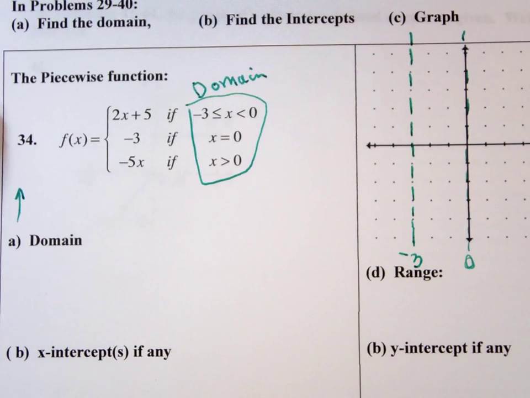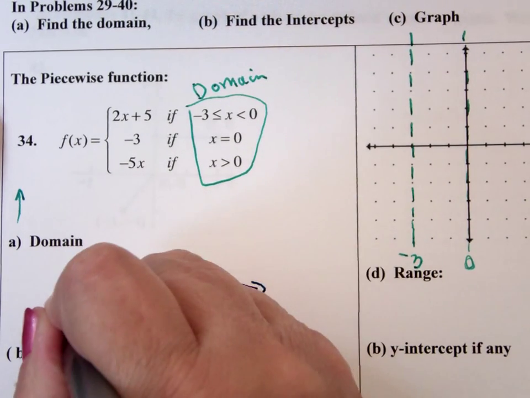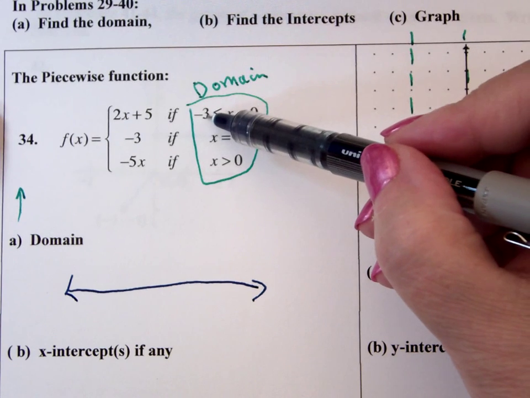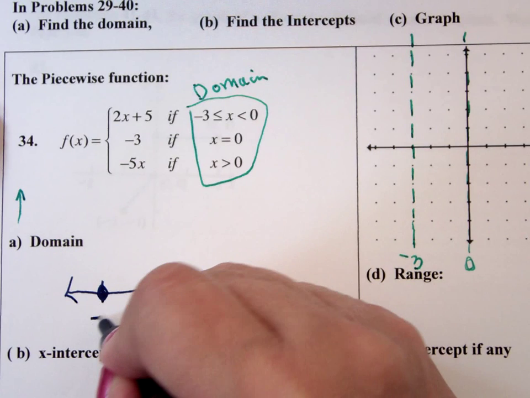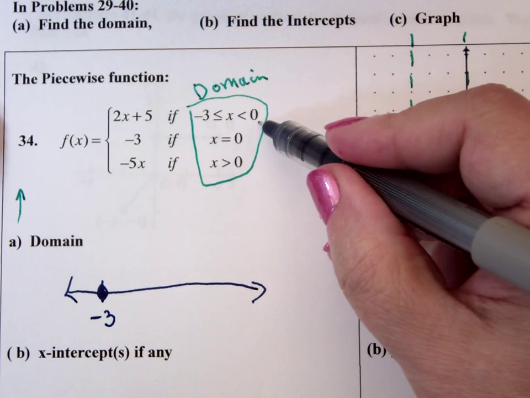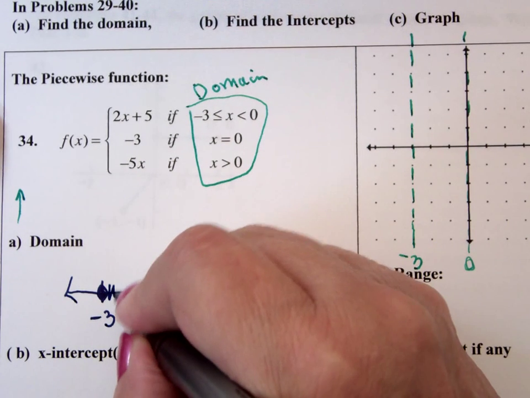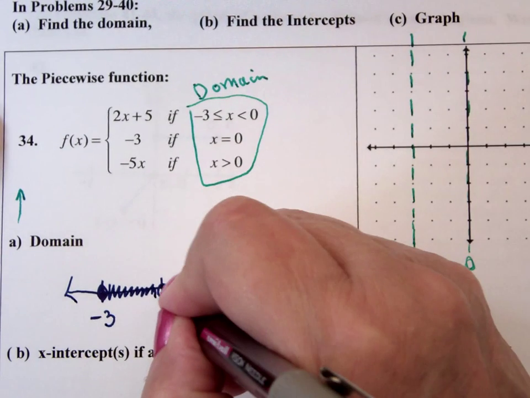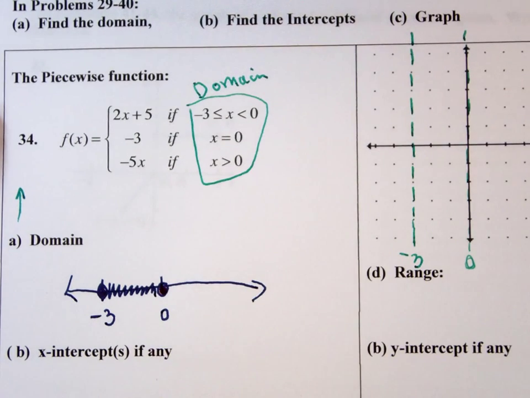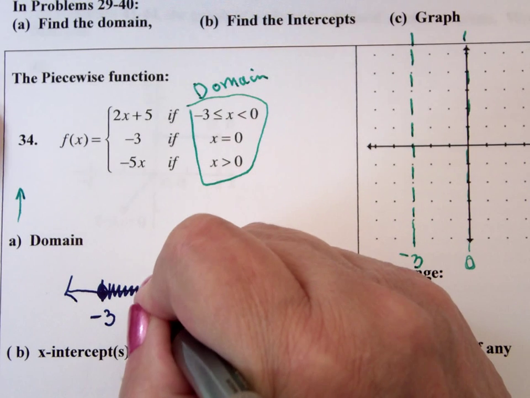If I look at the domain, it starts and includes -3. Stops at 0. Picks up x equals 0. And x greater than 0.